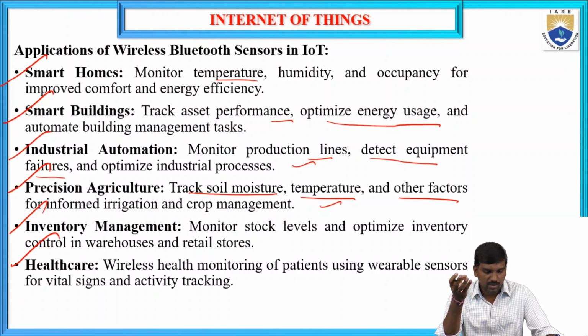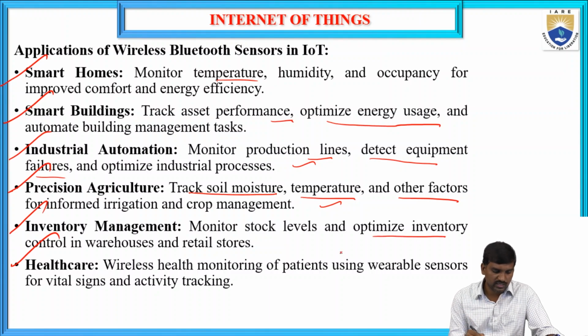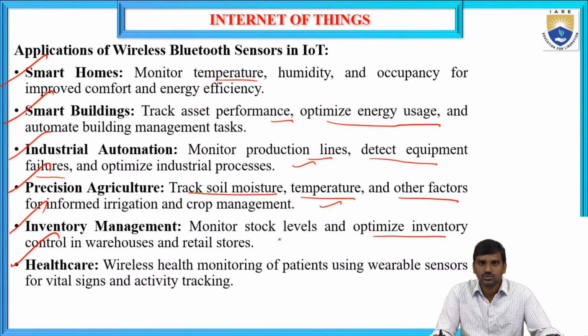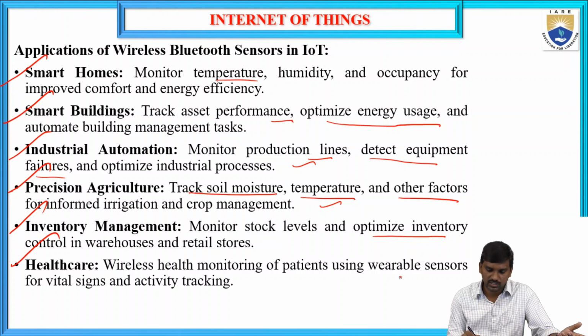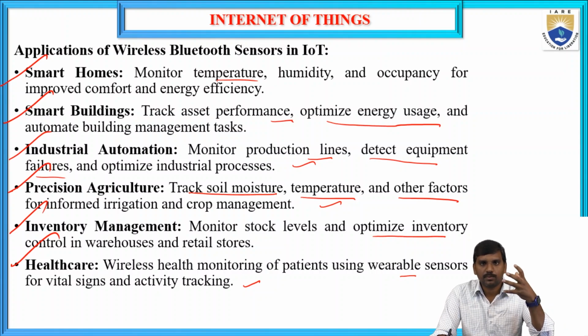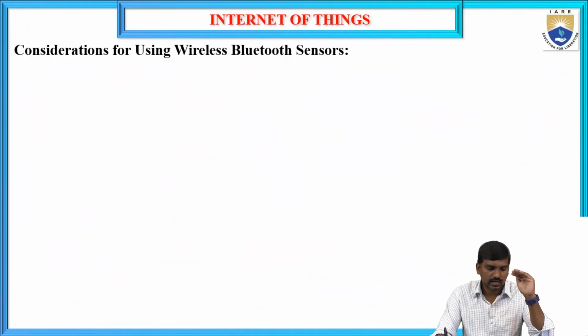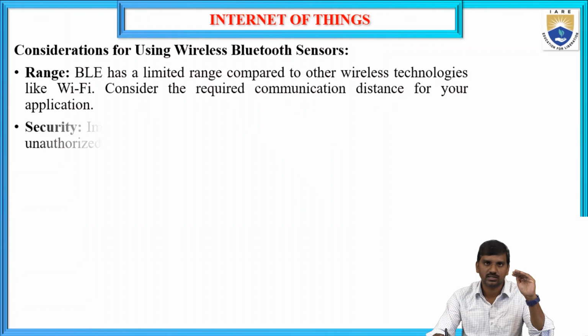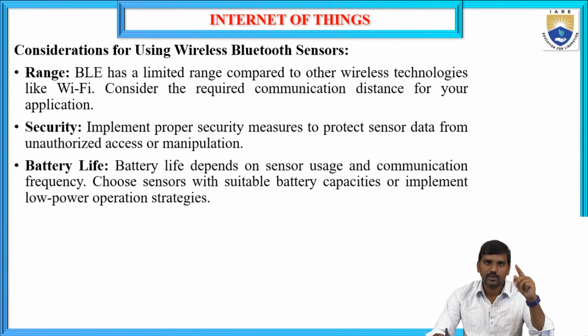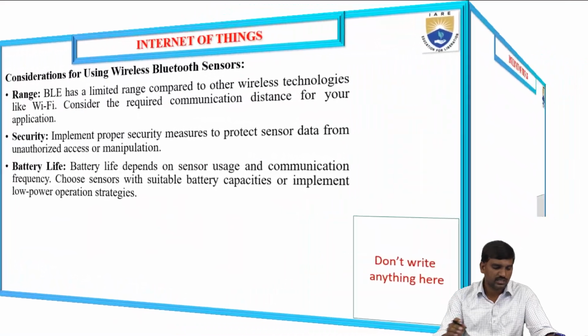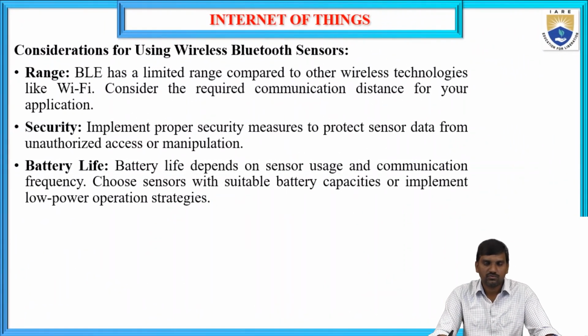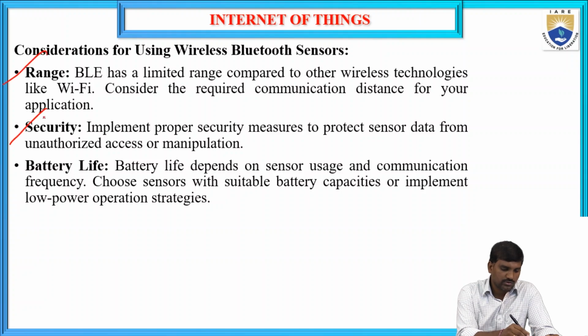Inventory management: monitor stock levels and optimize inventory control in warehouses and retail stores. So that is the inventory management. The last one, healthcare, the medical department: wireless health monitoring of patients using wearable sensors for vital signs and activity tracking. So these are some real-time applications of wireless Bluetooth sensors in IoT. Considerations for using wireless Bluetooth sensors: range, security, and battery life. These are the three major considerations for using Bluetooth wireless sensors.